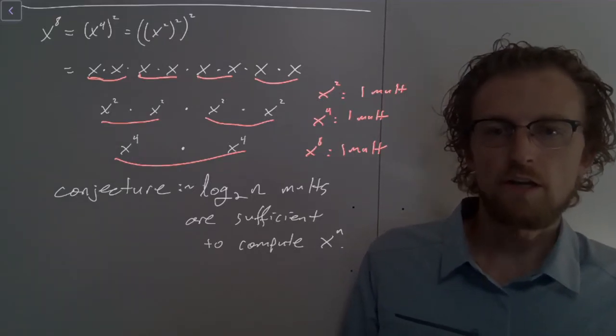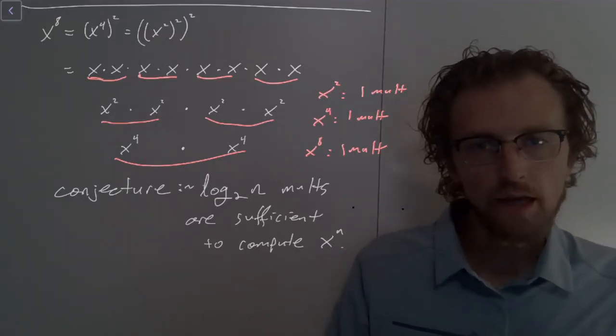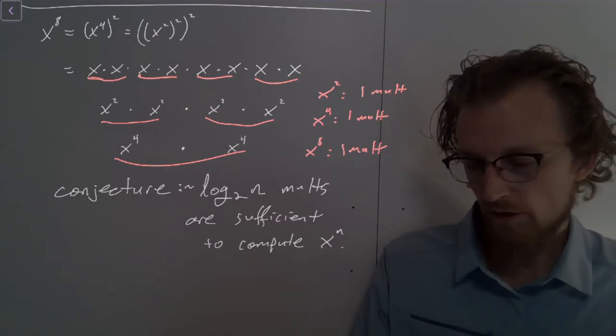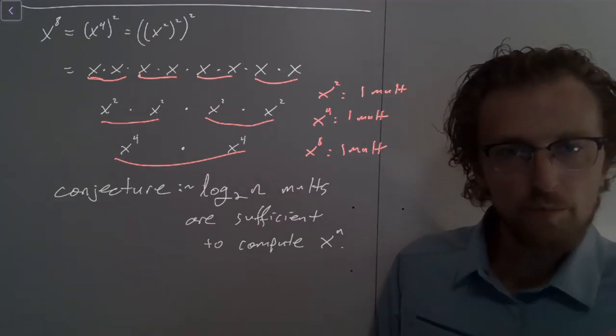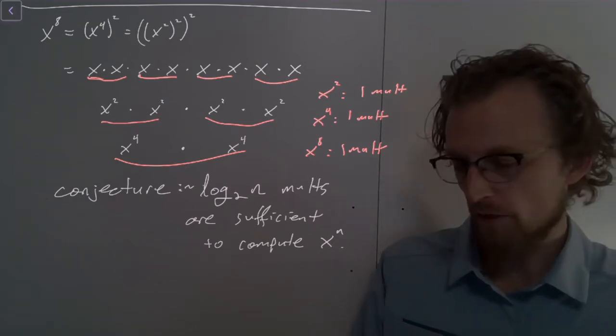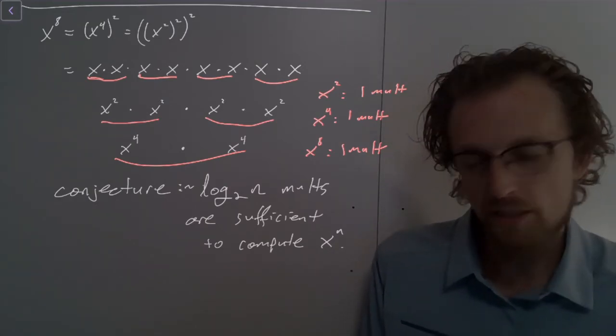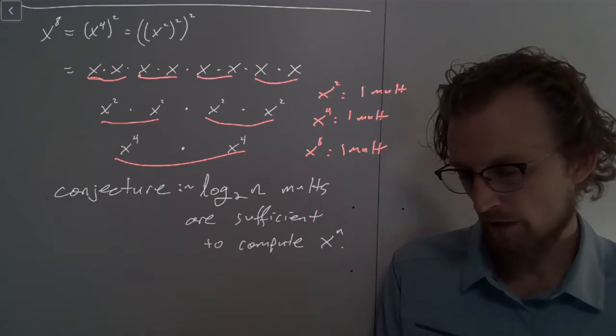Our intuition is that we can use about log n multiplications to compute x to the n if we're clever with how we propagate our partial answers through. So let's formalize this and figure out what's going on here.